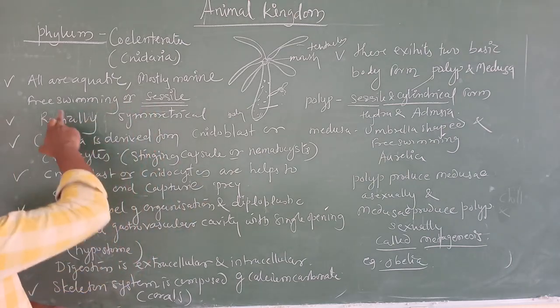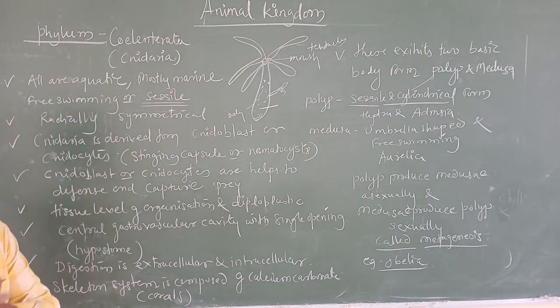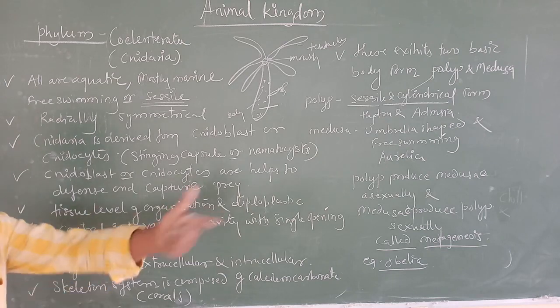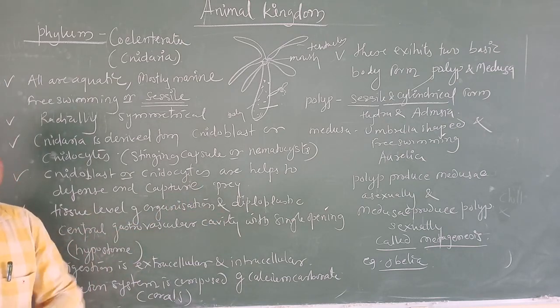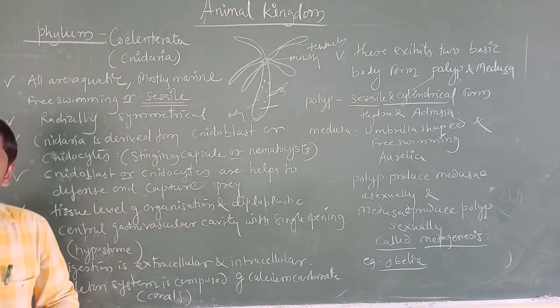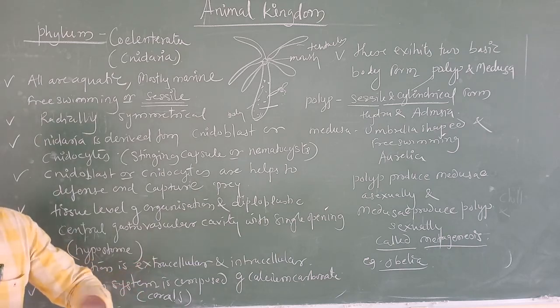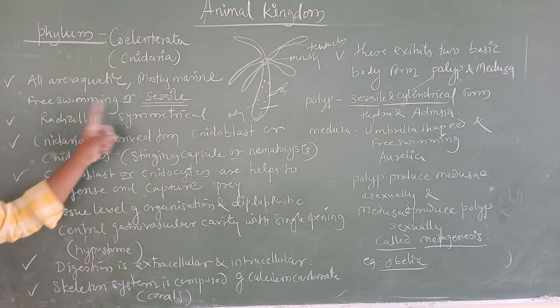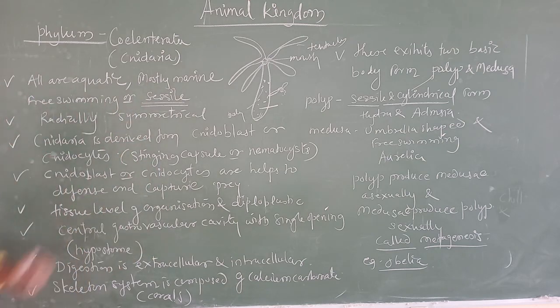So these are free swimming or sessile. Free swimming in the sense they swim and move from one place to another, and some are sessile, with no movement or locomotion. Then how do they move from one place to another? They stick to an object, whether living or non-living, and through that they move from one place to another. That is sessile. Okay, now all are aquatic, mostly marine, free swimming or sessile. This is the first point regarding Cnidaria.